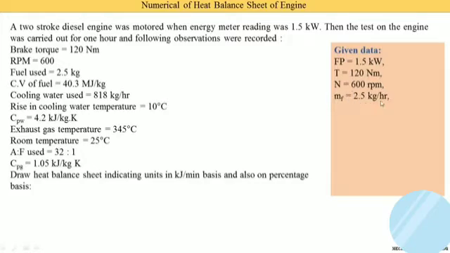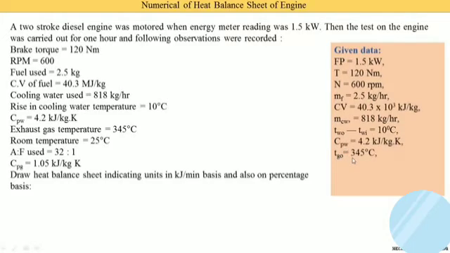Mass of fuel 2.5 kg per hour. Here hour is not written, but we commonly take it because this is a practical engine running for 1 hour. Then CV, calorific value, 4.30 into 10 raised to 3 kilojoule per kg. Cooling water use MCW 818 kg per hour. Cooling water temperature difference, outlet temperature minus inlet temperature of water, is 10 degrees centigrade. Specific heat of water 4.2.